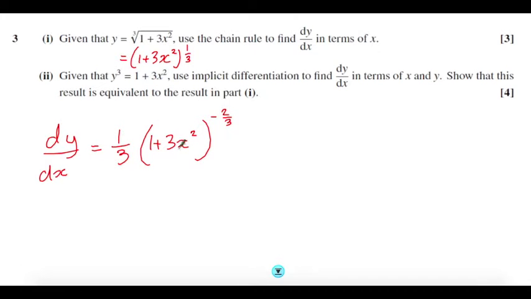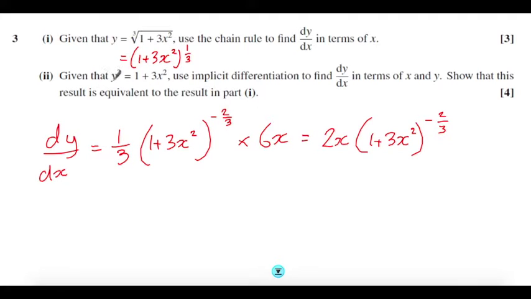So x to the third becomes a third x to the minus 2/3. And then the thing we've ignored, we've got to times by the derivative of that. So the derivative of this, the 1 disappears, is 6x. So we can tidy it up a bit. A third times 6x is 2x. Then it's going to be 1 plus 3x squared to the power of minus 2/3.